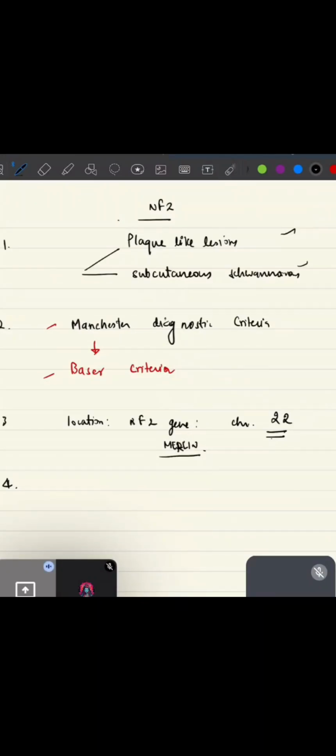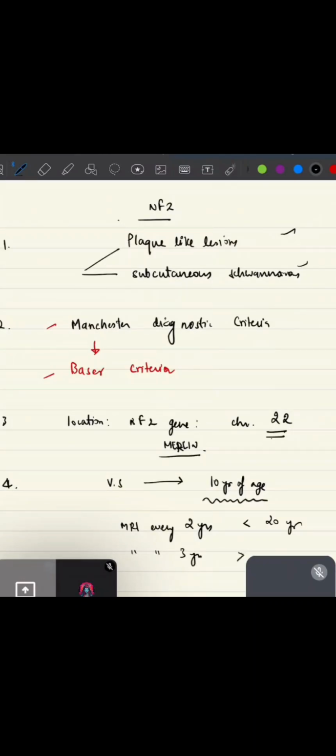Okay, so the screening for vestibular schwannoma in NF2 starts at 10 years of age. If a person is at risk for NF2, the screening will start at 10 years of age. And the second point is that MRI is done every 2 years if age is less than 20 years, and MRI is done every 3 years if age is more than 20 years. Please remember it. This is the screening protocol for NF2.